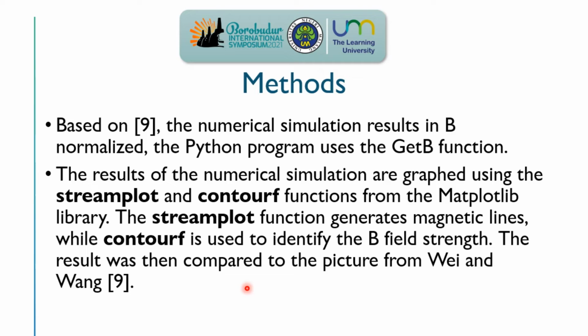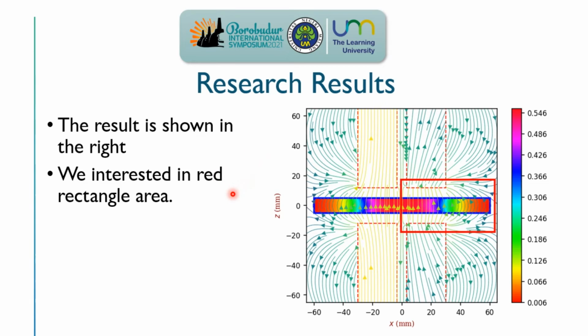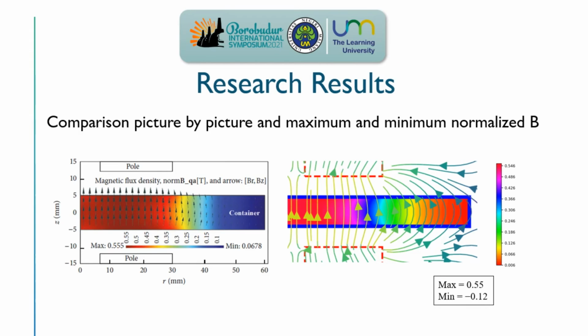The result was then compared to the picture from Wei and Wang. The result is shown on the right. This is a cylinder and this is a hollow in the center of the cylinder. This is the magnetic ferrofluid, MNP fluid, ferromagnetic particles. We inserted it in the red rectangle area.